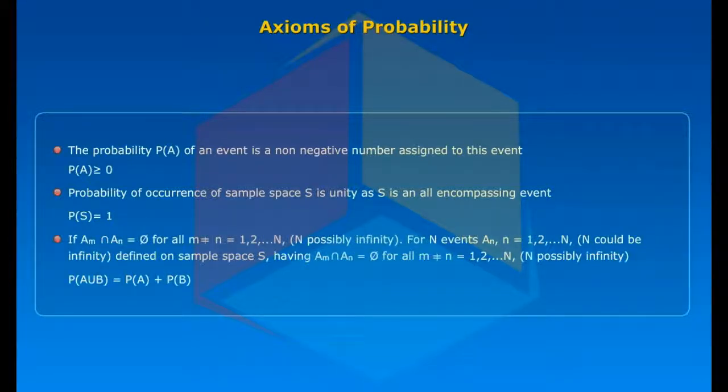If A_m intersection A_n is equal to phi, for all m not equal to n, where m and n are 1, 2, and so on up to N, where N is possibly infinity. So for N events A_n, where n is equal to 1, 2, and so on up to N, N could be infinity, defined on sample space S, having A_m intersection A_n equal to phi for all m not equal to n, then P of A union B is equal to P of A plus P of B.